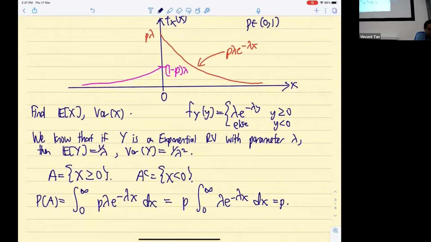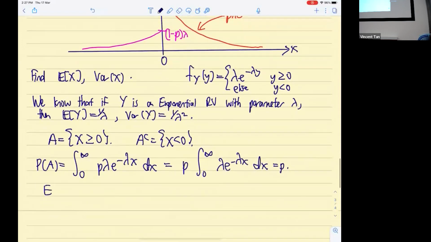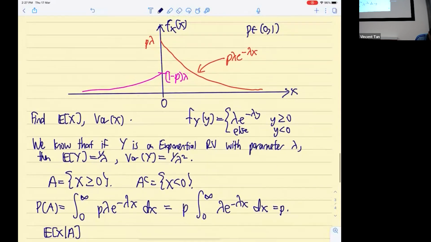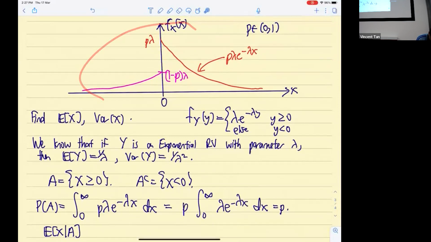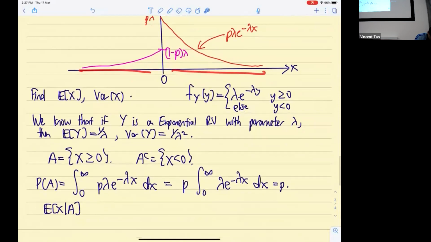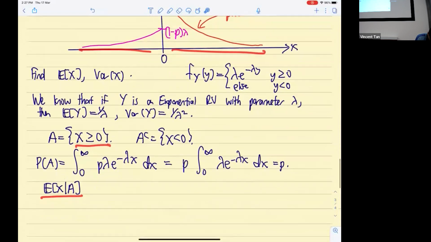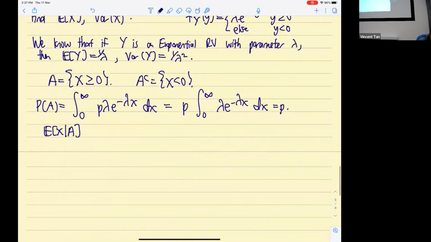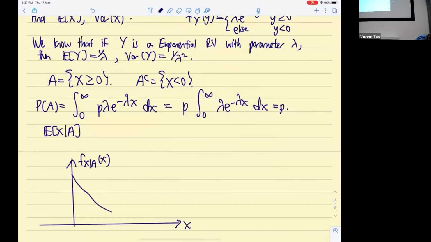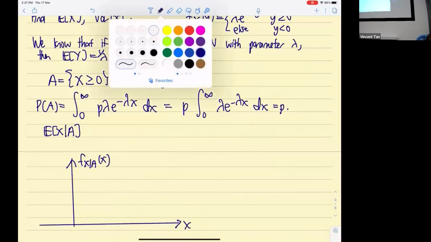Okay, so with this knowledge, I claim that it's very easy for us to figure things out. What is the expectation value of x given the event A? Now you notice that x has support left and right. But once we condition on x being non-negative, then we know from the property of the exponential PDF that f of x given A is just an exponential on this side.